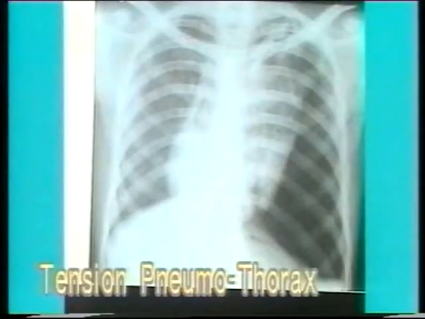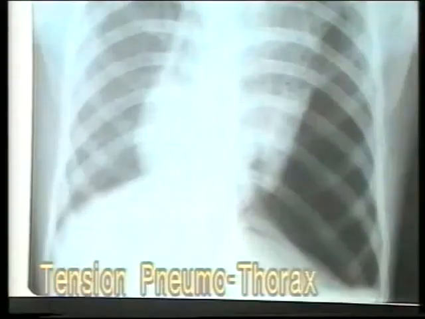This is one more X-ray of tension pneumothorax. Note the radiolucency over the entire left hemithorax, complete collapse of the left lung, and signs of high pressure in the left pleural sac. That is, the mediastinum is shifted to the opposite side, compressing the opposite lung. The diaphragm is pushed downwards and flattened, and the intercostal spaces are wider.